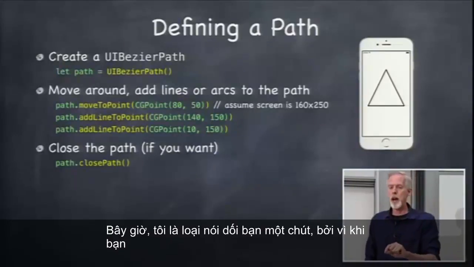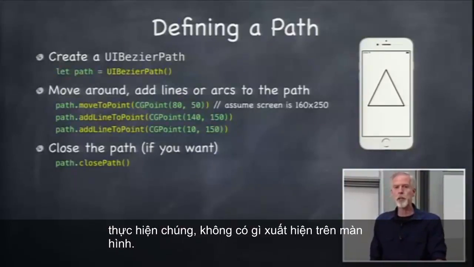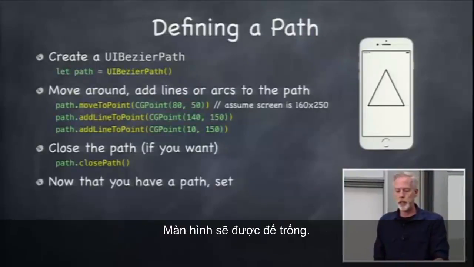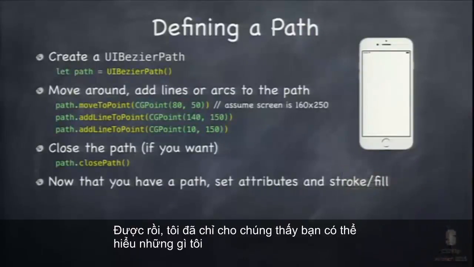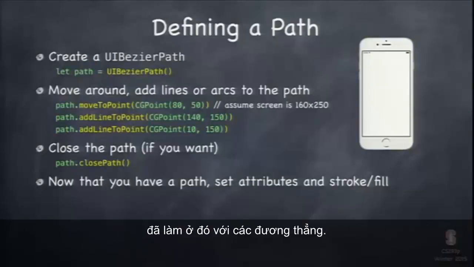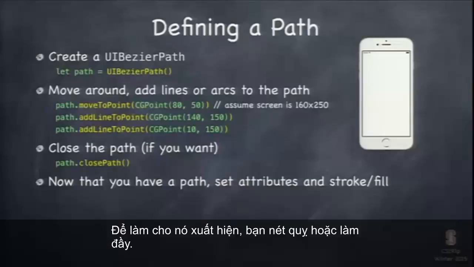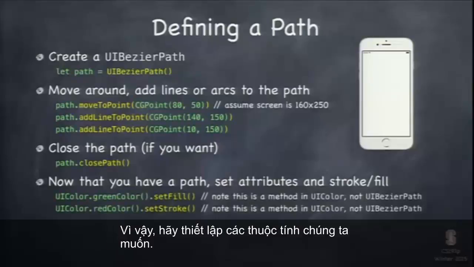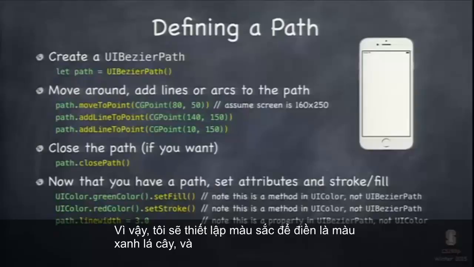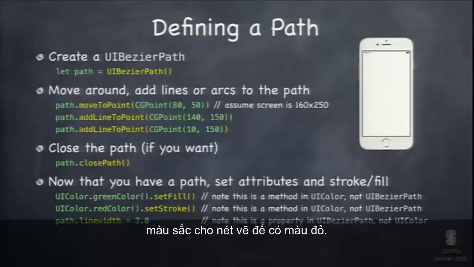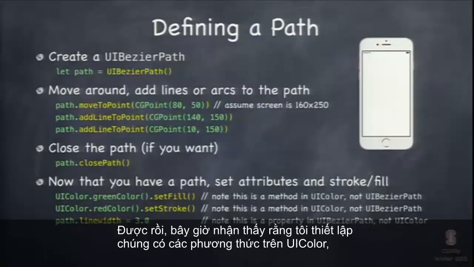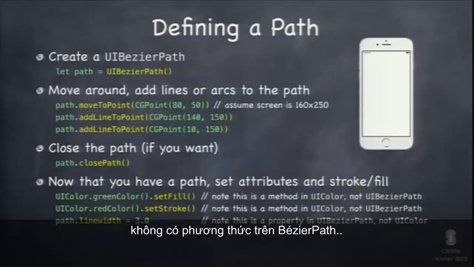Now, I'm kind of lying to you a little bit because as you execute these, nothing is appearing on screen. The screen will be blank. Okay? I was only showing them so you can understand what I was doing there with the lines. So it'll be blank. To make it appear, you have to stroke or fill. So let's set the attributes we want. So I'm going to set the color for filling to be green and the color for stroking to be red. Okay, now notice that I set those with methods on UIColor, not with methods on the Bezier path. Okay, that's a little interesting, but that's the way that works.